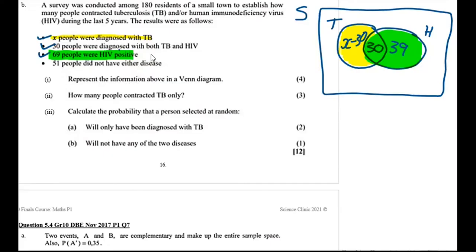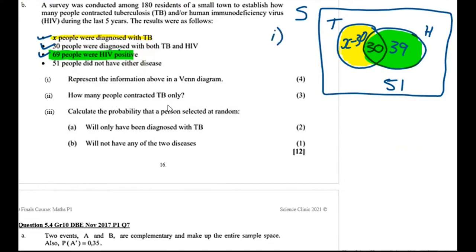Where does the 51 go? Where will the 51 people go? Outside of the circles, but still in your block because they were still part of the sample space. Brilliant. So that is us representing the information on our Venn diagram.